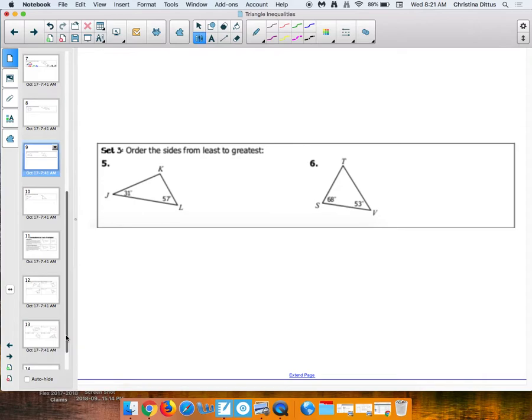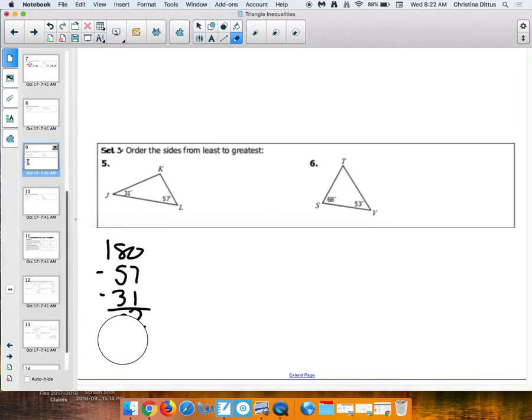5 and 6. First off, I'm missing an angle at number 5. How can I find it? 180 minus 57 minus 31. What am I left with? 102? No. 92? Yeah.